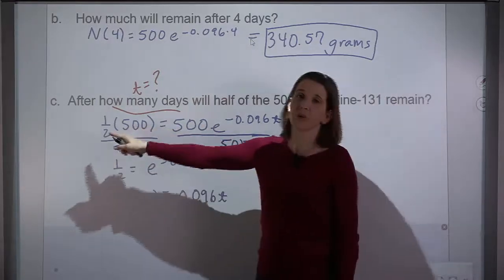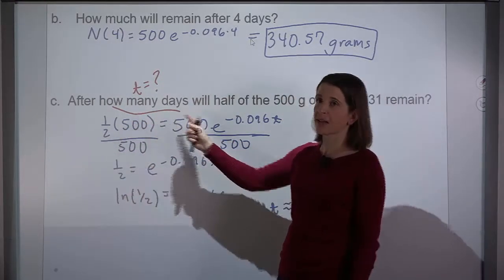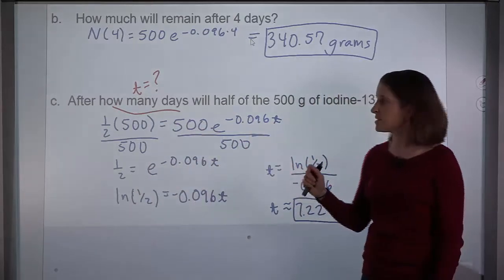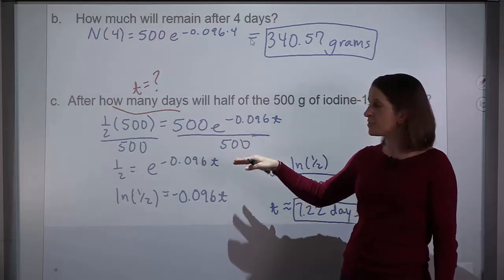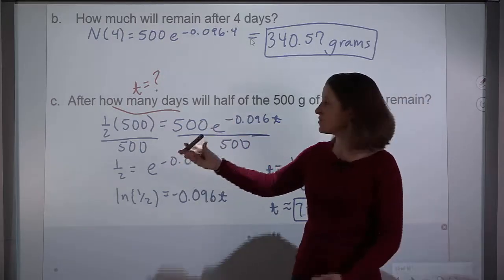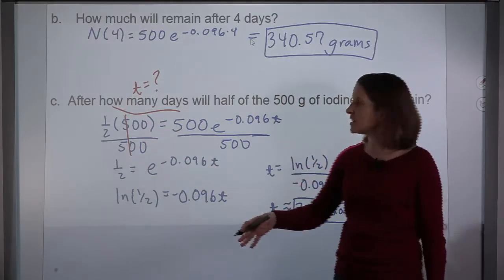We know that we want half to be left. That's our output. So 1/2 of 500 equals 500 e to the negative 0.096t. Again, I must first divide the 500 off. And again, you could have written 250 and you would get the same result, but just to show you that that's happening, you do get a 1/2 here.